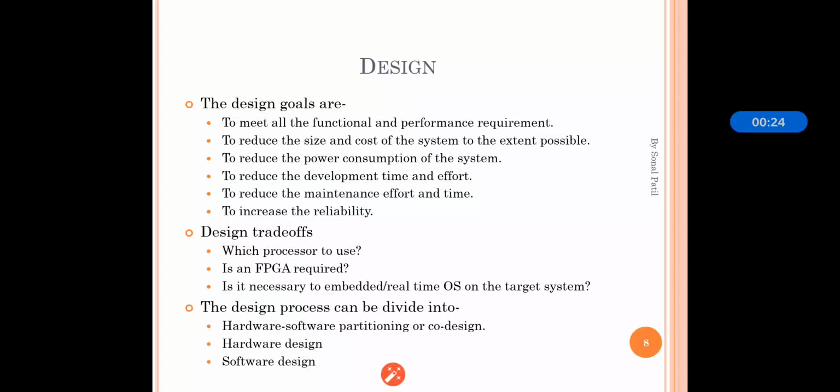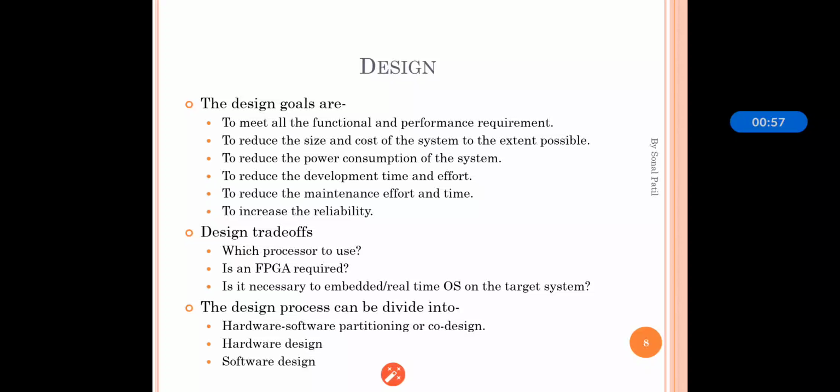As we know, what is an embedded system? It is a collection of hardware and software. Why? Because it gives us the specific output, and for that the collection of hardware and software is used. Now, as the collection of hardware and software is used, we have to consider the design and implementation of hardware as well as software. So in this phase we are designing the hardware as well as the software. First we will study what the design goals are.